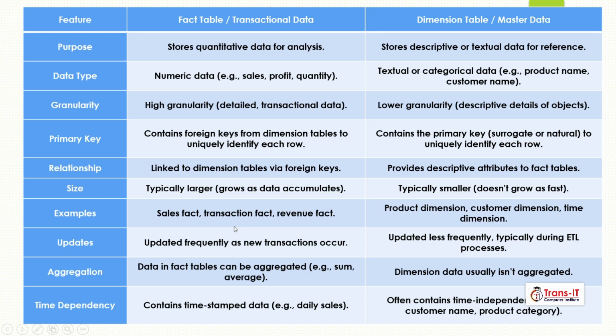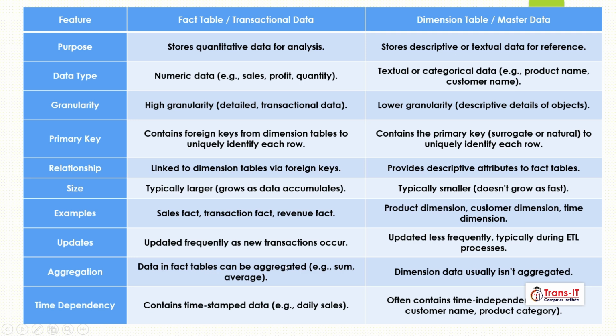Now examples: sales fact, transactional fact, revenue fact, and whatever things are going to happen in your business, okay, that is going to be continuously updated as a fact. This is one time: product dimension, customer dimension, time dimension. The fact is updated daily, frequently, meaning whenever a transaction happens it is going to update. The dimension updates less frequently, unless there is a new customer added, new product added, new timeline, or anything new added, so we have to update that.